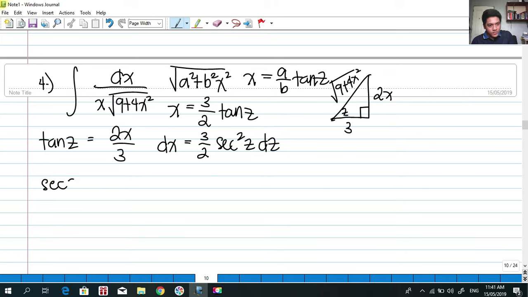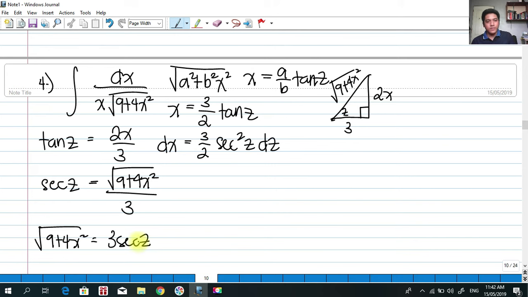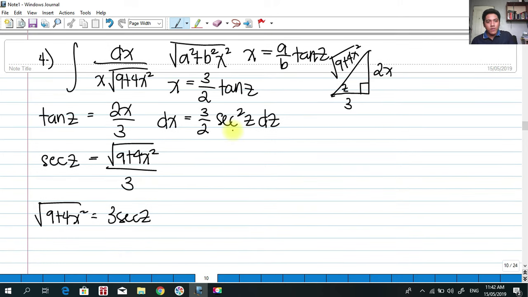So we have to use the secant function. The secant of z is hypotenuse over adjacent. So the hypotenuse is square root of 9 plus 4x squared over the adjacent, which is 3. In order for us to get the square root of 9 plus 4x squared, that is 3 secant of z. So now we can perform our trigonometric substitution.